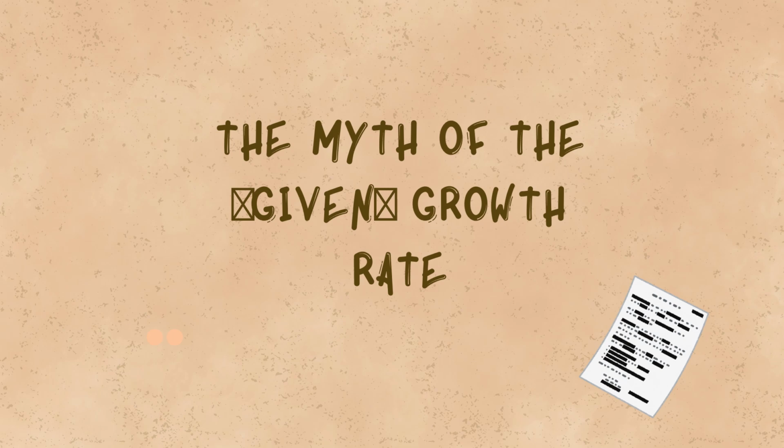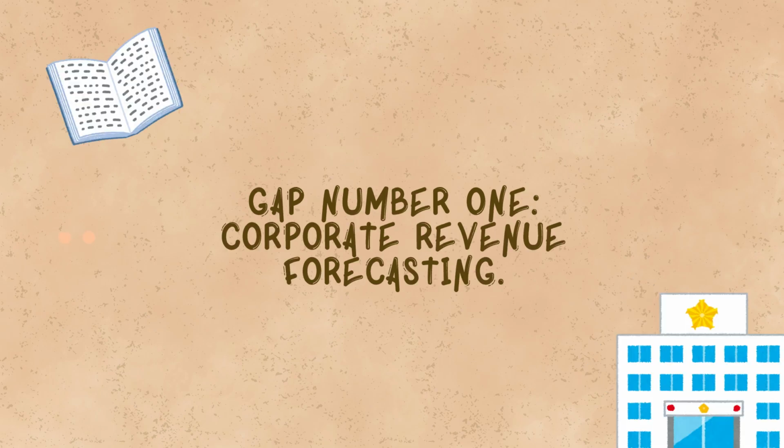Interviewers don't want to know if you can memorize a formula. They want to know if you can think like an analyst. So, gap number one, corporate revenue forecasting. In your exams, the question always starts with a company's revenue grows at 5% per year. In the real world, if you build a model and just hardcode a flat 5% growth rate because it feels right, your senior analyst is going to throw it in the trash.